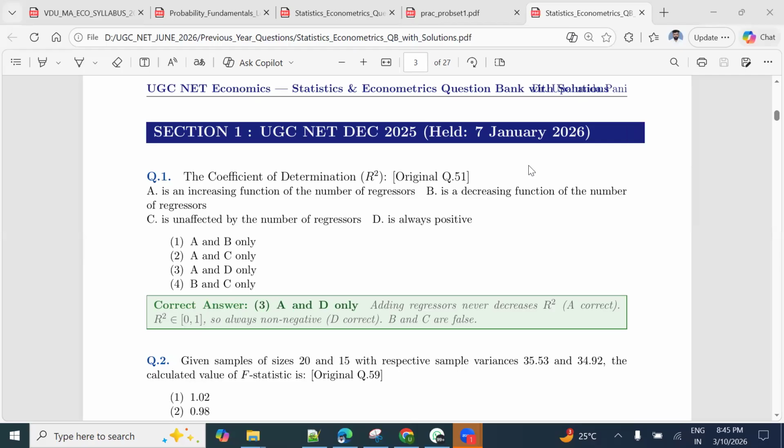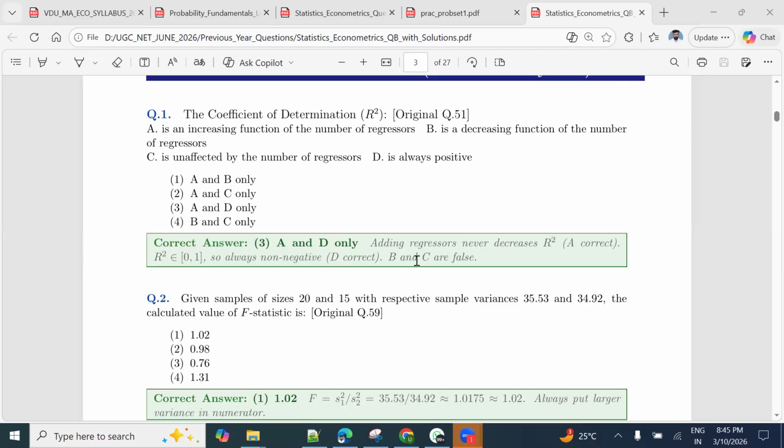Okay, so first question, I think this came this year, right? The coefficient of determination R square is: A, an increasing function of the number of regressors. B, a decreasing function of the number of regressors. C, unaffected by the number of regressors. D, always positive. So which one is correct?